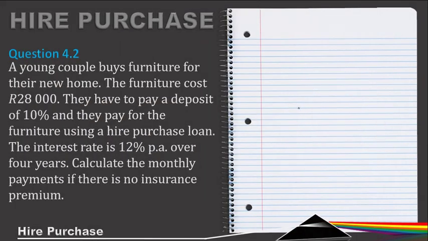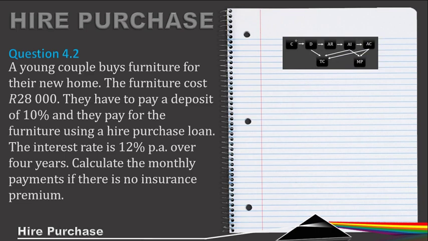So then for question 4.2, a young couple buys furniture for their new home. The furniture costs 28,000 Rand. They have to pay a deposit of 10%, and they pay for the furniture using a hire purchase loan. The interest rate is 12% per annum over 4 years. Calculate the monthly payments if there is no insurance premium. Right, so our mind map is there. We have the total cost as 28,000.